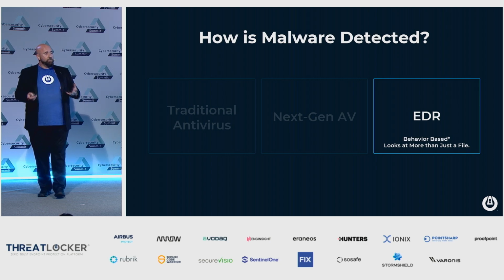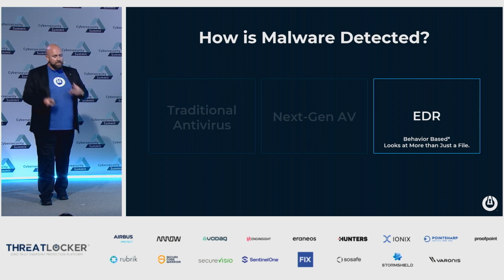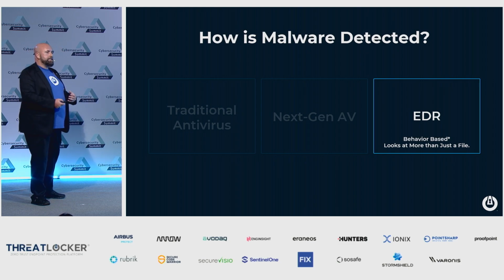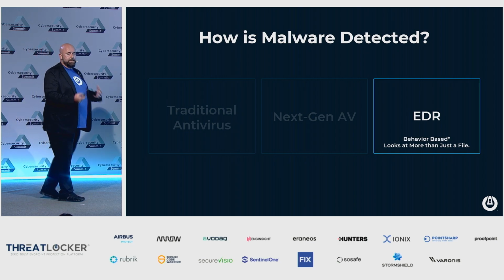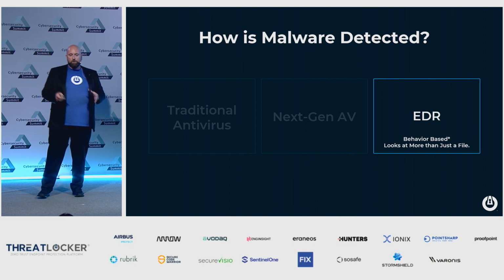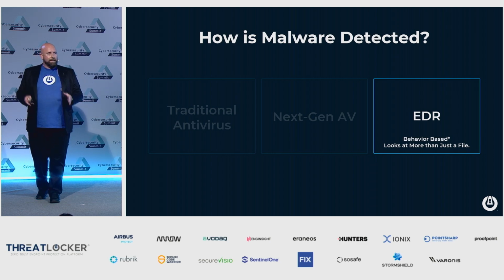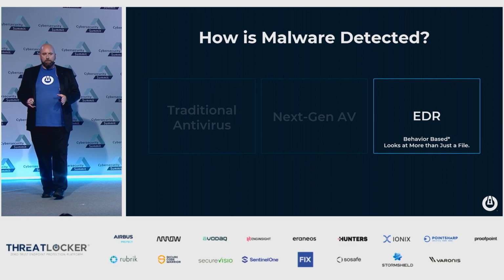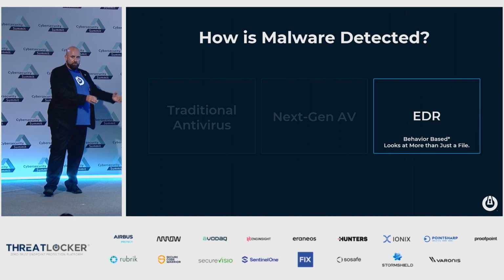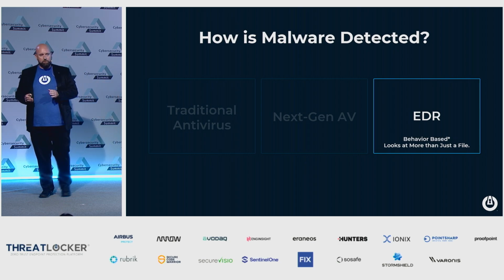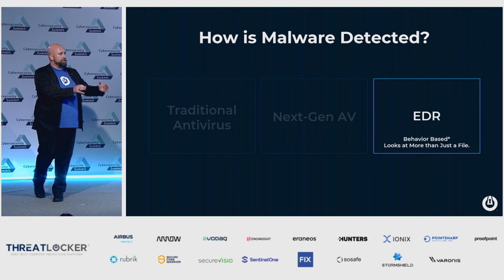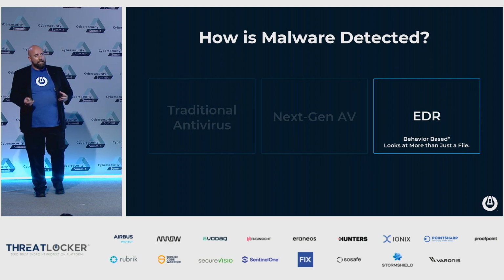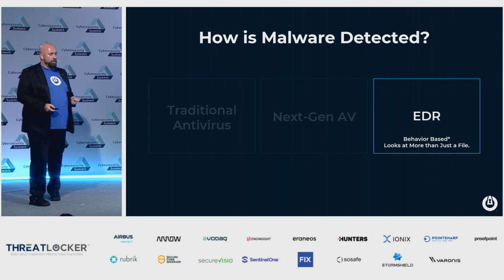And then more recently, we have EDR, which is more interested in behavior, heuristics. Does this thing behave good, or does this thing behave bad? But all of those things are fundamentally concerned with what is good and what is bad. It allows everything to run unless we know it to be bad. It allows everything to happen unless it's known to be bad. So how do we get around that if we're writing malware?